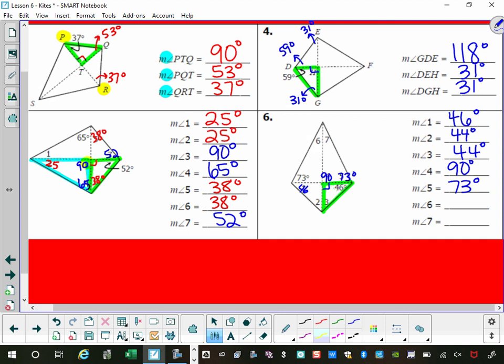What do you guys get for 6 and 7? 17. All we're doing is splitting this kite into 4 triangles. Each of these 4 triangles needs to equal 180 degrees. So this isn't any complicated math here. All we're doing is splitting it up into 4 triangles and subtracting whatever angles we have from 180.